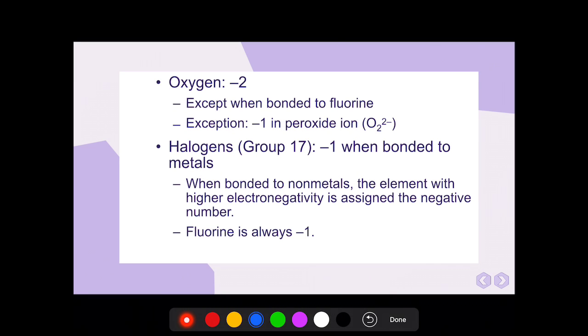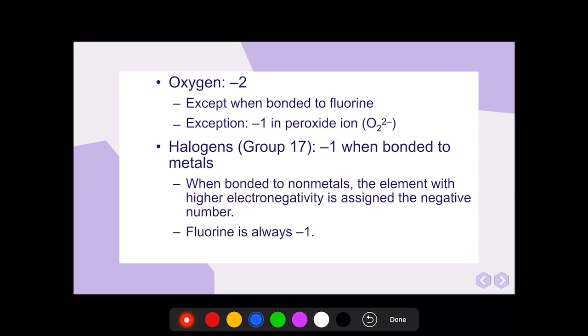Oxygen is another one you need to memorize. It has an oxidation number of negative 2. There is one exception to this. It's when it bonds to fluorine, and it would make sense because if it bonds to fluorine, it's got to be a positive oxidation number because fluorine is the most electronegative element. So fluorine is going to be more electronegative, so oxygen would have to be less electronegative, which would make it have a positive. The lesser electronegative element always has the positive oxidation number. The more electronegative element always has the negative oxidation number.